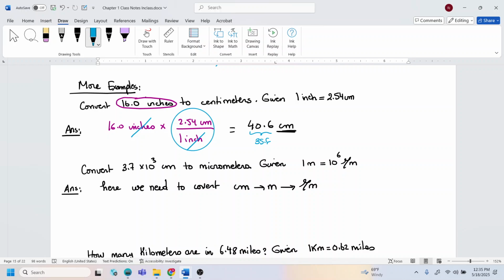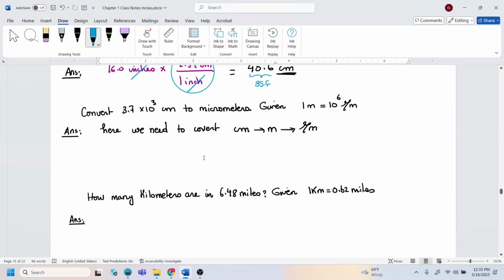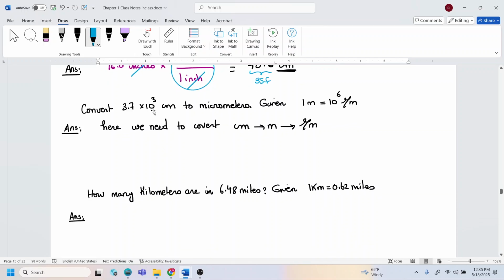It is a fixed conversion, so you don't follow its significant figure. Convert 3.7 times 10 to the 3 centimeter to micrometers. It's enough for me to give you the conversion factor in there, just for you to know what you need to do, right? Now, I gave you the meter to be 10 to the 6 micrometers. I didn't give you the centimeter.